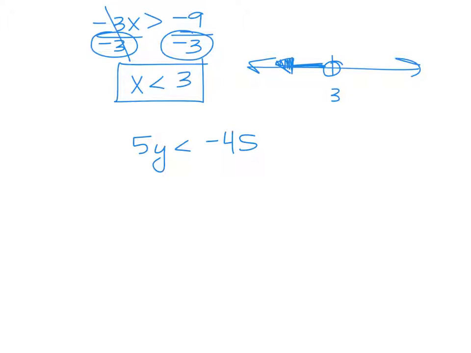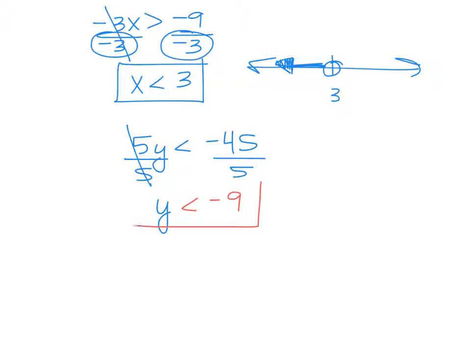Okay, if this is your problem, 5y is less than negative 45, what do you do to solve? You divide by 5. Do you flip? No. I will tell you right now, this is where most people make the mistake because they see a negative in the problem, so they think they have to flip it. You only flip if the negative's down here, so don't let that other negative throw you off. Divide by 5, you get y is less than, what's negative 45 divided by 5?